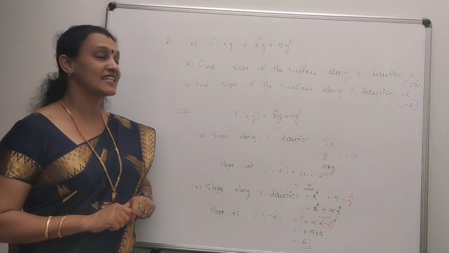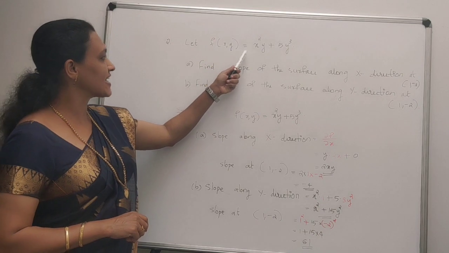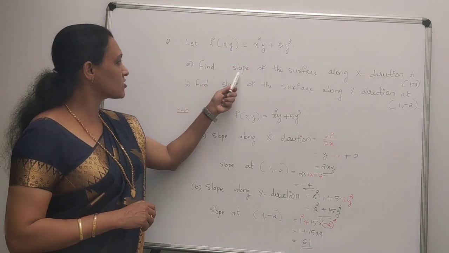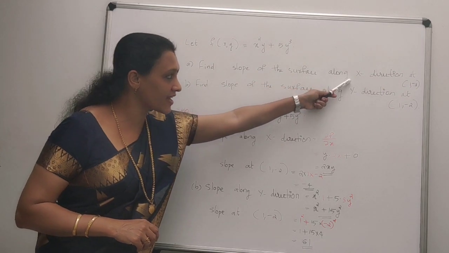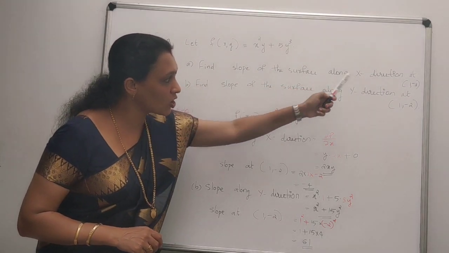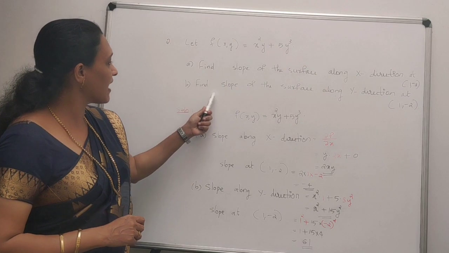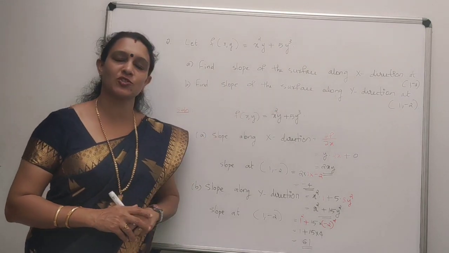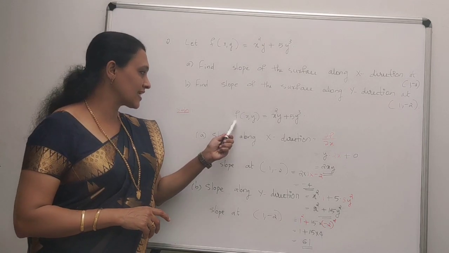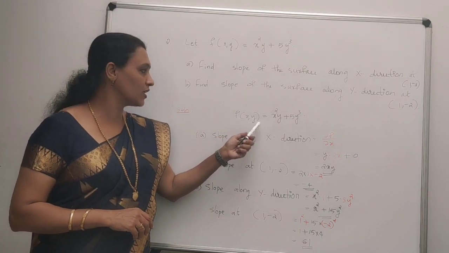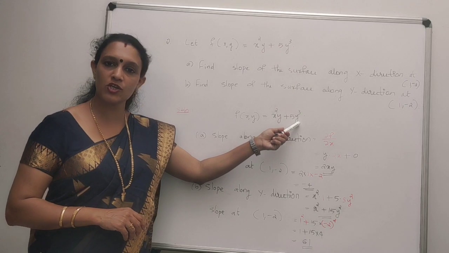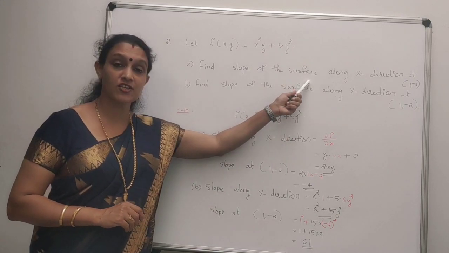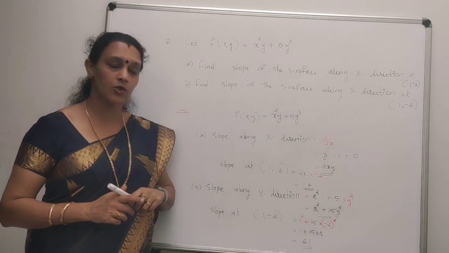One more question we can discuss. Let f(x, y) = x²y + 5y³. Then find the slope of the surface along the x direction at the point (1, -2) and find the slope of the surface along the y direction at (1, -2). So the given function is f(x, y) = x²y + 5y³. And as we know, the slope of the surface along the x direction is nothing but ∂z/∂x.